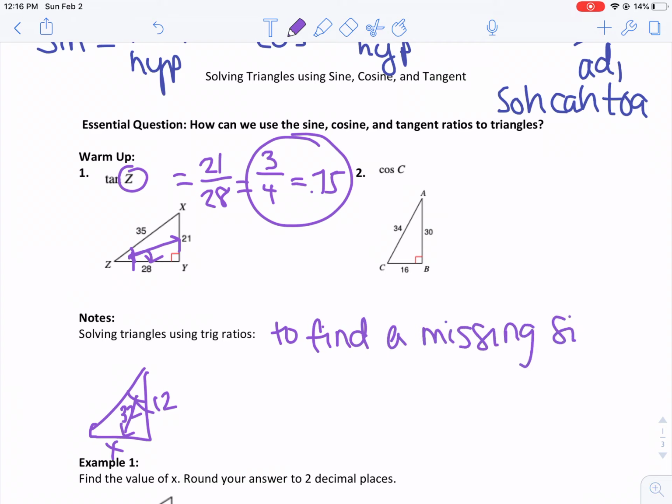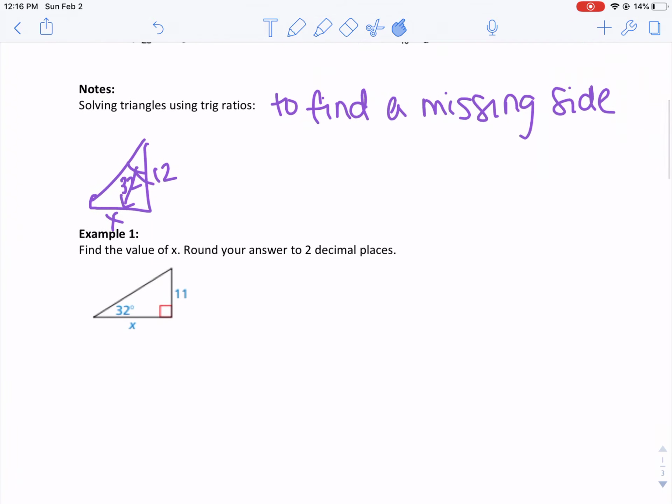And the reason we can't just use Pythagorean theorem is because we're not going to have two sides. If you have two sides and you just need to find the third one, you could just apply Pythagorean theorem. But in this situation, we're only going to be given one side. And so there's no way to use Pythagorean theorem if you don't know two of the three sides.